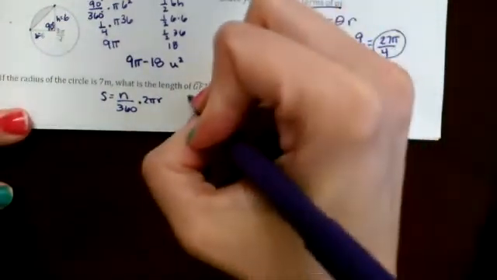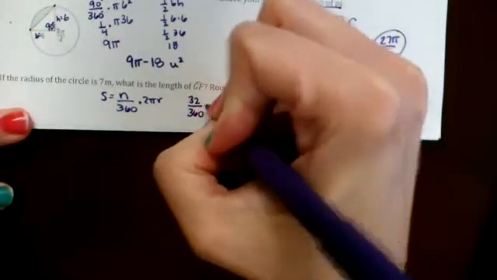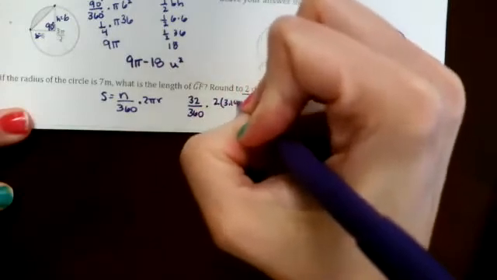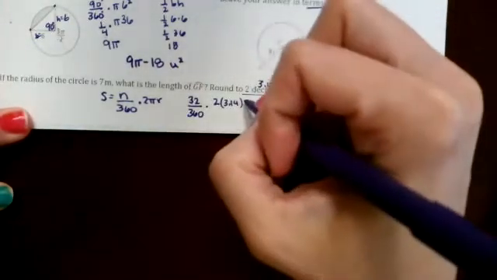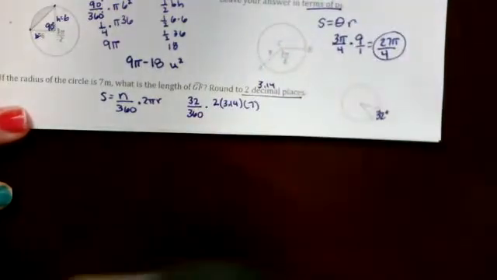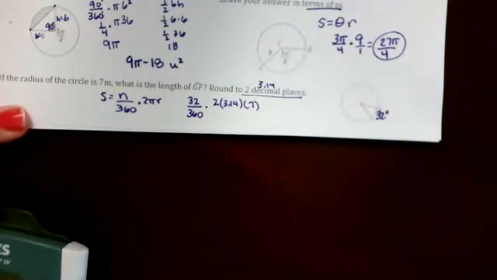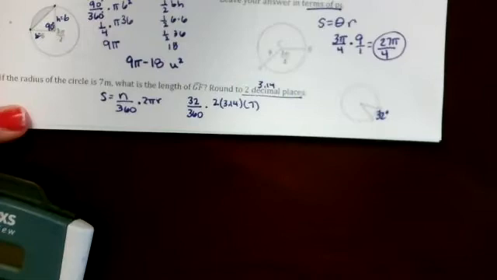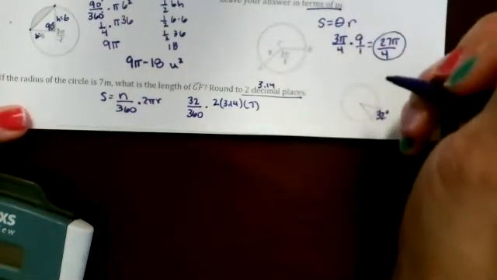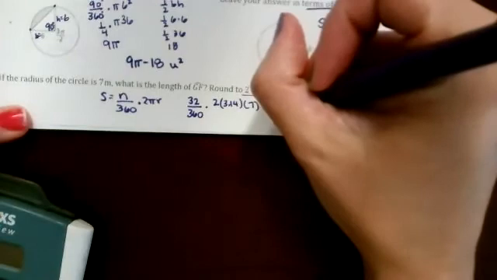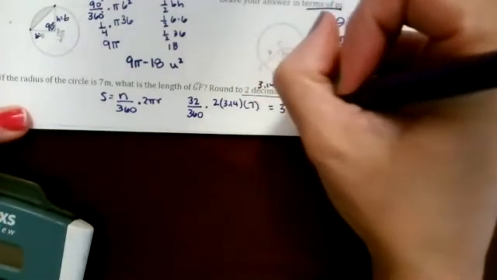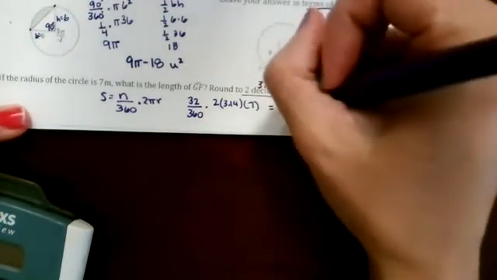So I'm going to fill everything in I can. 32 over 360 times 2 times 3.14 times the radius, which they gave us, was 7. So I'm going to multiply everything together in my calculator, and I can do that. Again, you can do it depending on the type of calculator that you have in one step, but you might need a couple steps if you have a more basic calculator. It says to round to 2 decimal places. So when I round to 2 decimal places, my final answer is going to be 3.91.